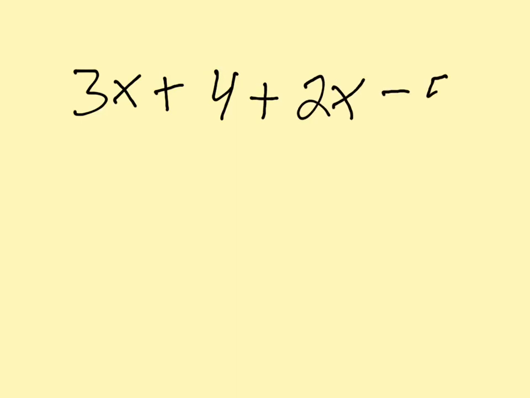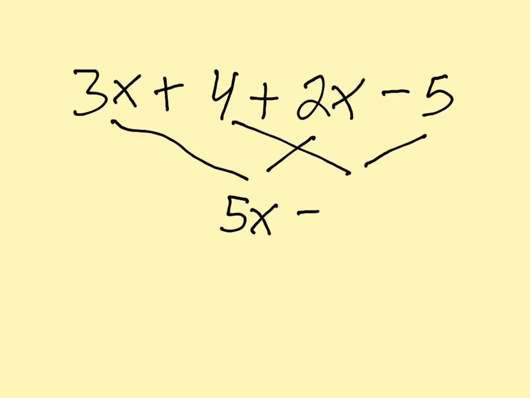How about 3x plus 4 plus 2x minus 5? Well, that does indicate a linear expression because none of them have exponents that are anything other than the number 1. And in fact, if we combine these like terms, we get 5x minus 1. And that definitely looks like a linear expression. And that's it for identifying linear expressions.